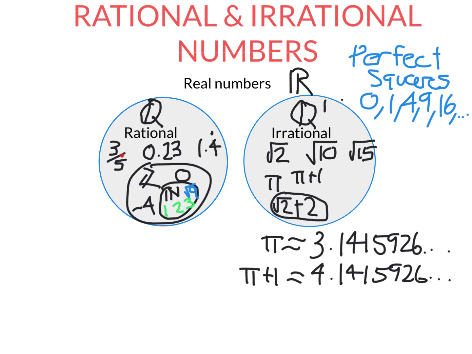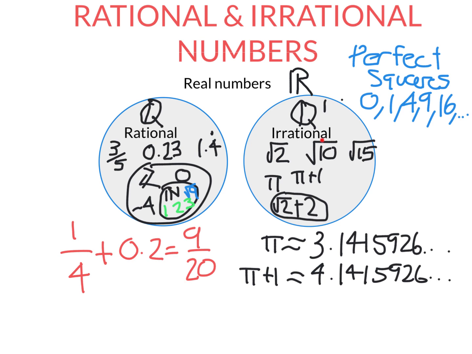Whenever you add two rationals together, you always get another rational. So for example, if you add 1 over 4, which is rational, to 0.2, you get 0.45 or 9 over 20. So we say that rationals are closed under addition. If you add any two rationals, you get another rational number.